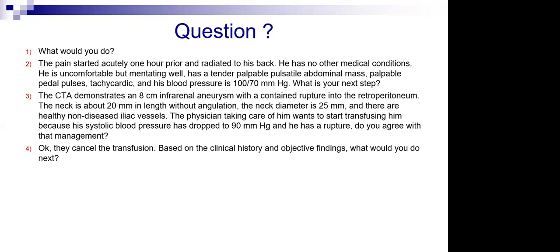Based on the history and objective findings, what do you do next? At the moment, I will plan for the intervention. But before you go, when you talk about permissive hypotension, when do you decide the pressure is really low and you need to do something? At what level are you going to say, okay, I'm going to give you transfusion? I think when blood pressure is less than 80. 80? So if he's 75, you give him?